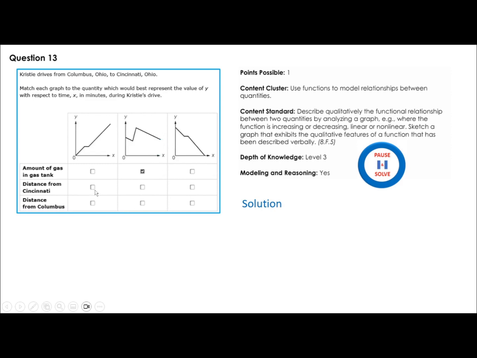Distance from Cincinnati, that's the best. Distance from Columbus is increasing, that's the best.